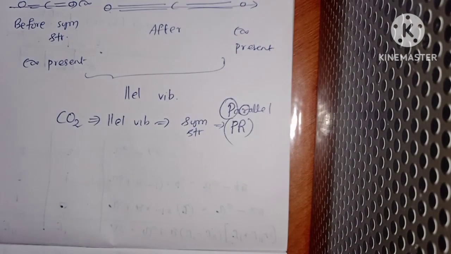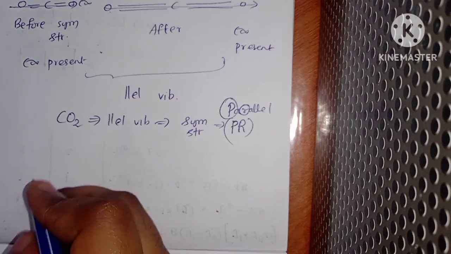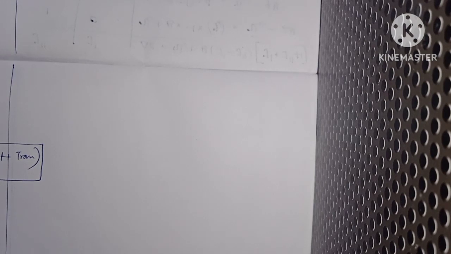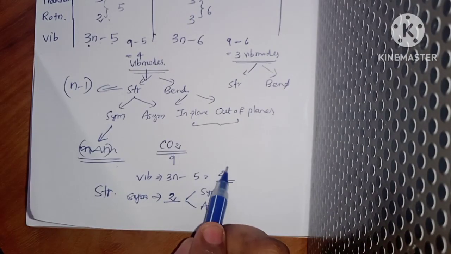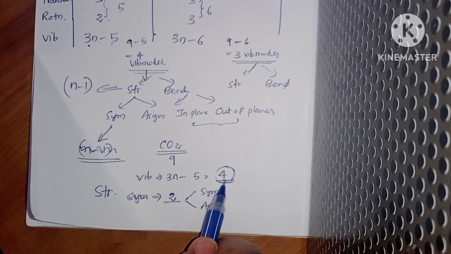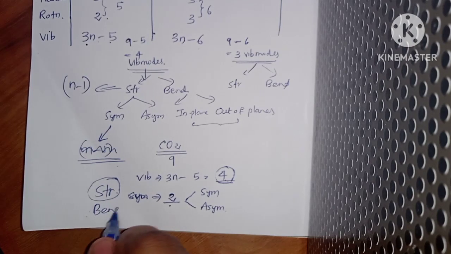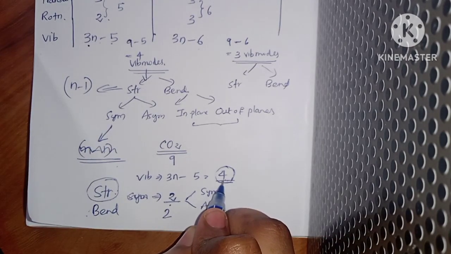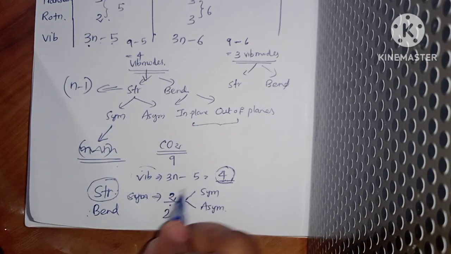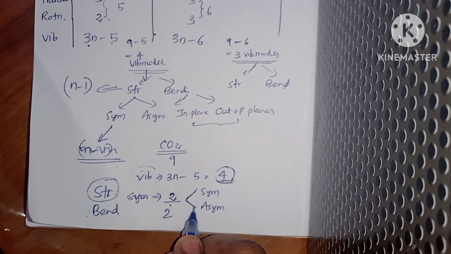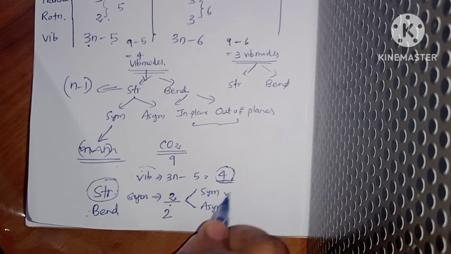Now we check for the second type of vibration present in CO2. In the CO2 molecule, total vibrational modes are 4. In that, stretching vibrational modes are 2 because of n minus 1. So stretching is 2, so bending will be 2, then only we get a total of 4. In stretching itself, there are symmetric and asymmetric. So we considered symmetric. Now we are going to consider asymmetric stretching.